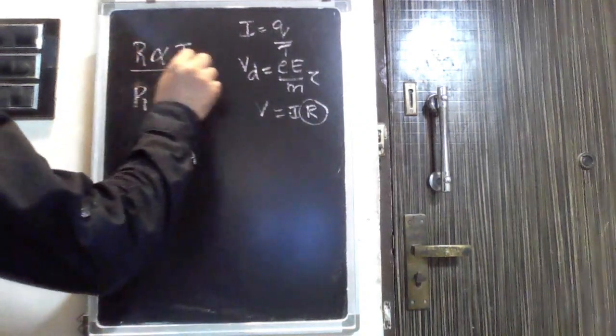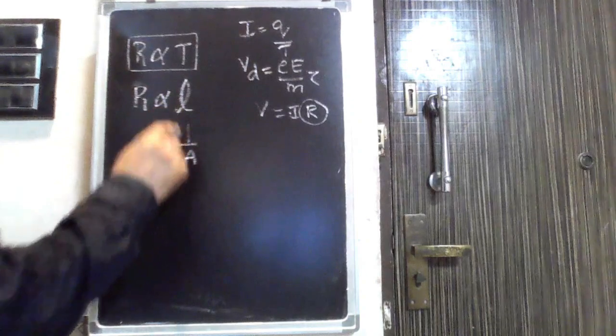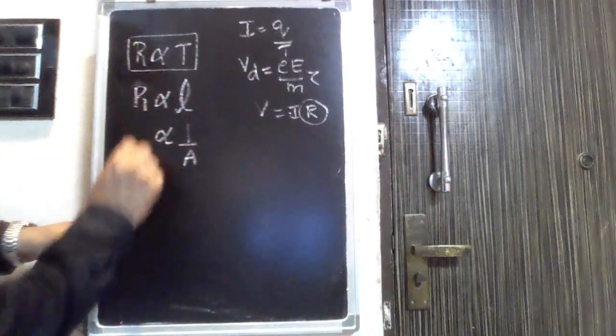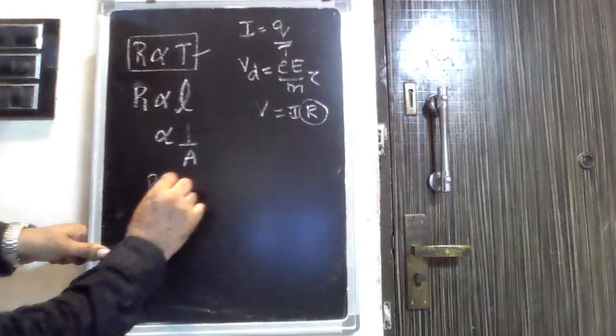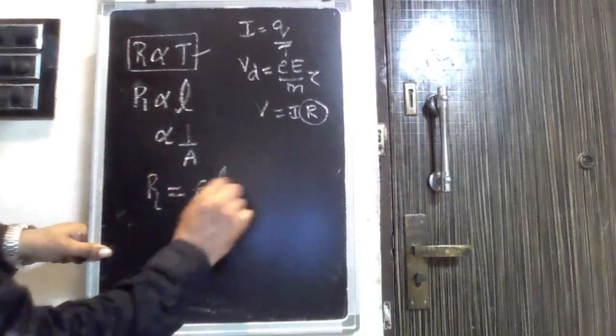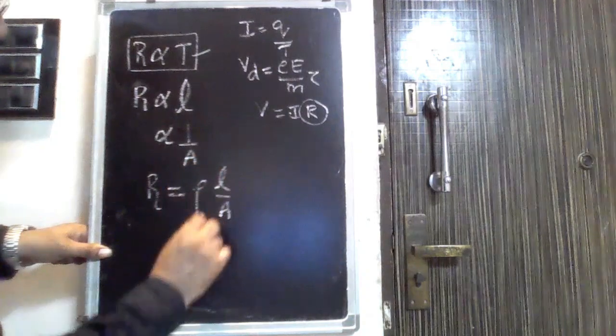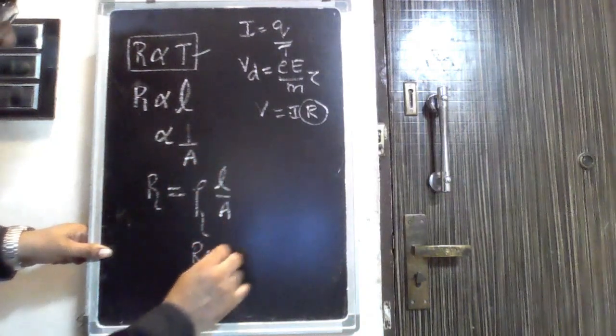So more than temperature, resistance is affected by length and area. If you combine these two values, resistance at a given temperature is going to be equal to rho L upon A. Rho is a constant here. This rho is called the resistivity of a given wire.